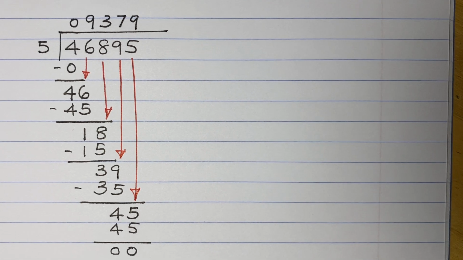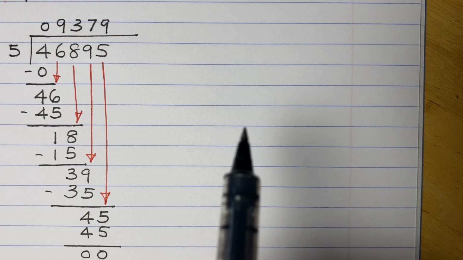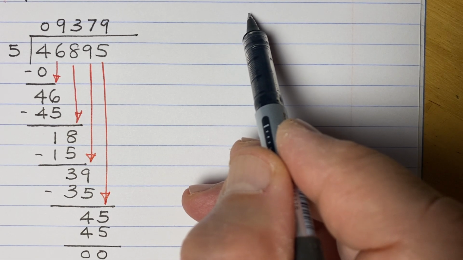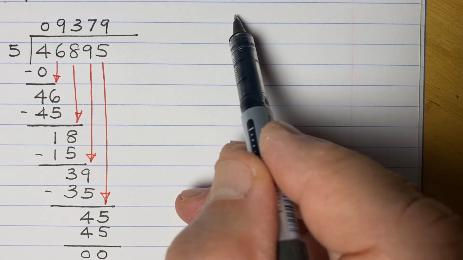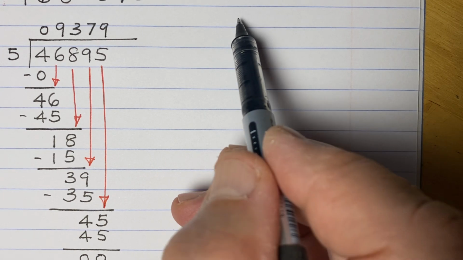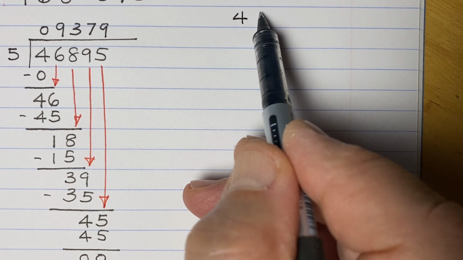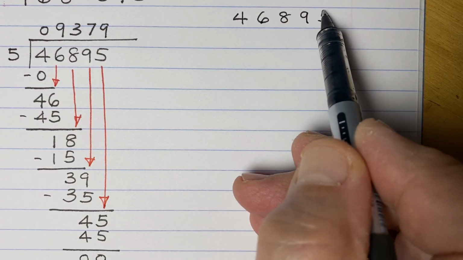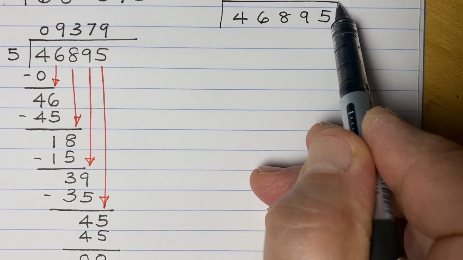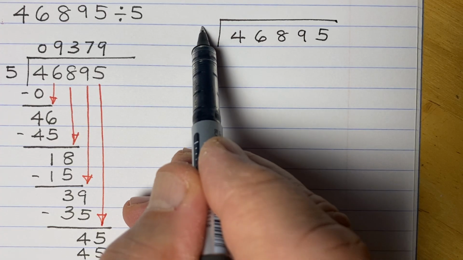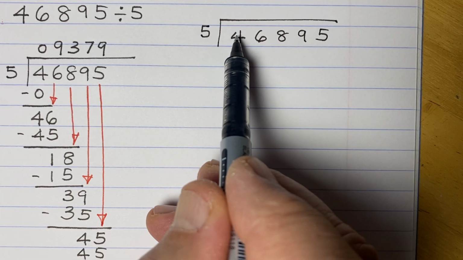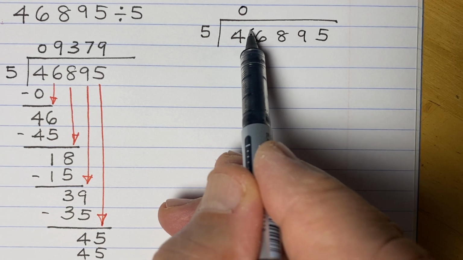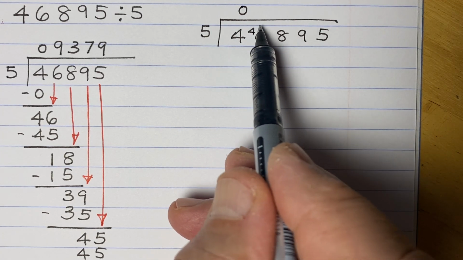Okay, let's do the horizontal method. You need to have a bit more space between your digits for the remainders to go through. 4, 6, 8, 9, 5 divided by 5. Would 5 go into 4? Doesn't. So that 4 moves here. So your new number is 46.